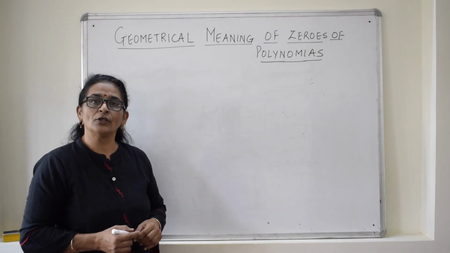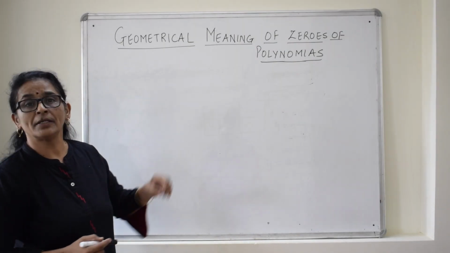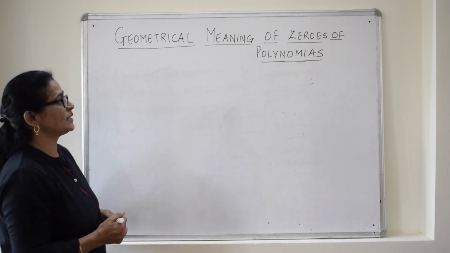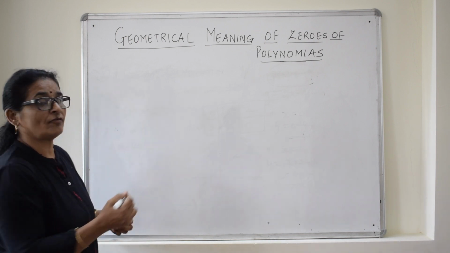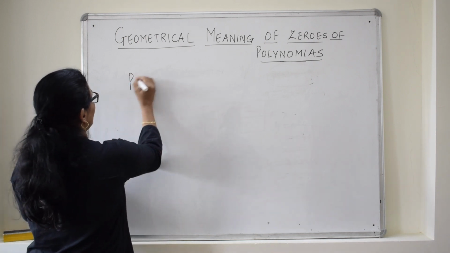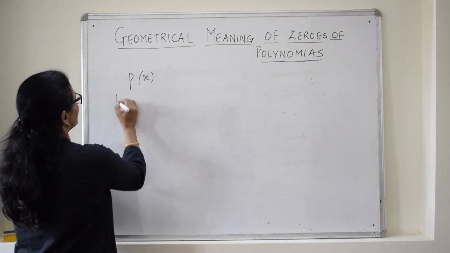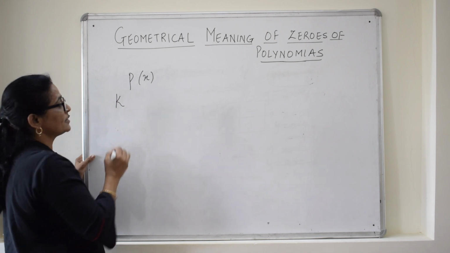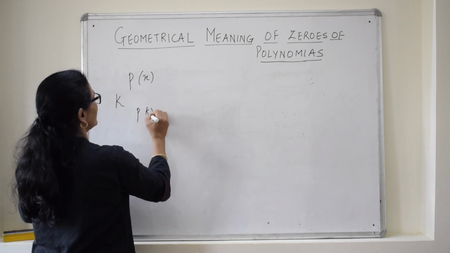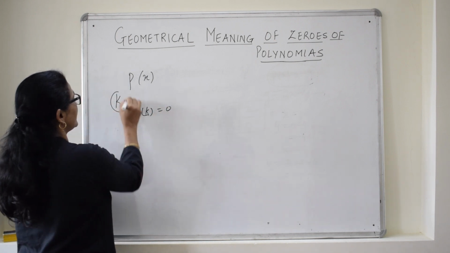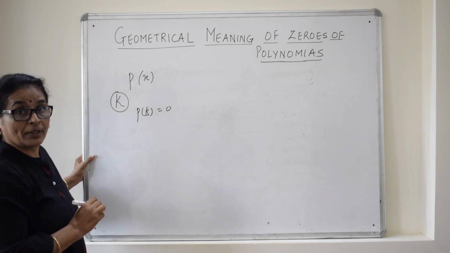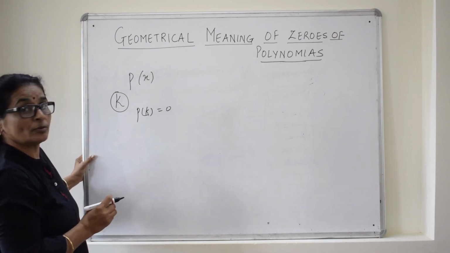In this lecture, we are going to discuss the geometrical meaning of zeros of a polynomial. First, we will see what the zero of a polynomial is. If any polynomial p of x is given and there exists a real number k such that p of k is equal to 0, then k is called the zero of the polynomial. The same thing we are going to see geometrically.